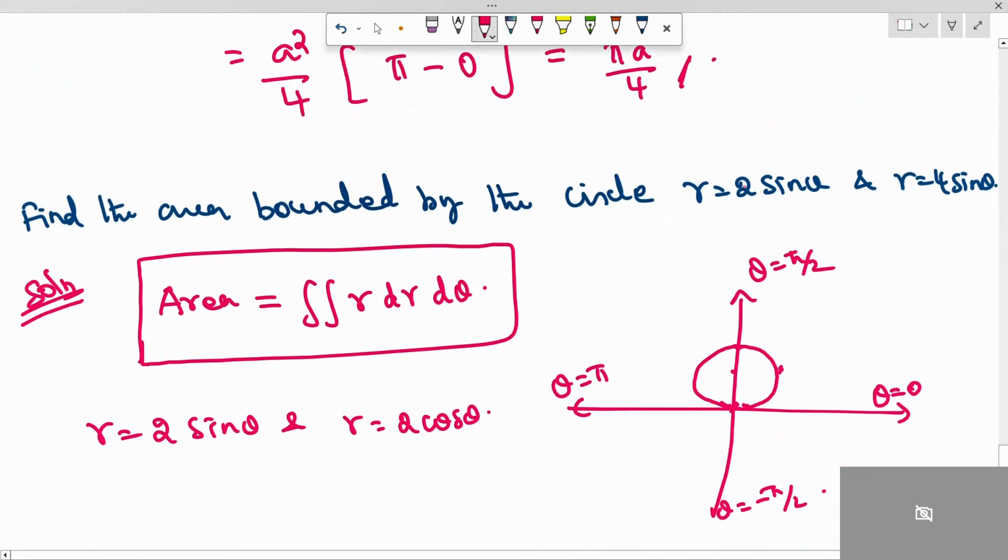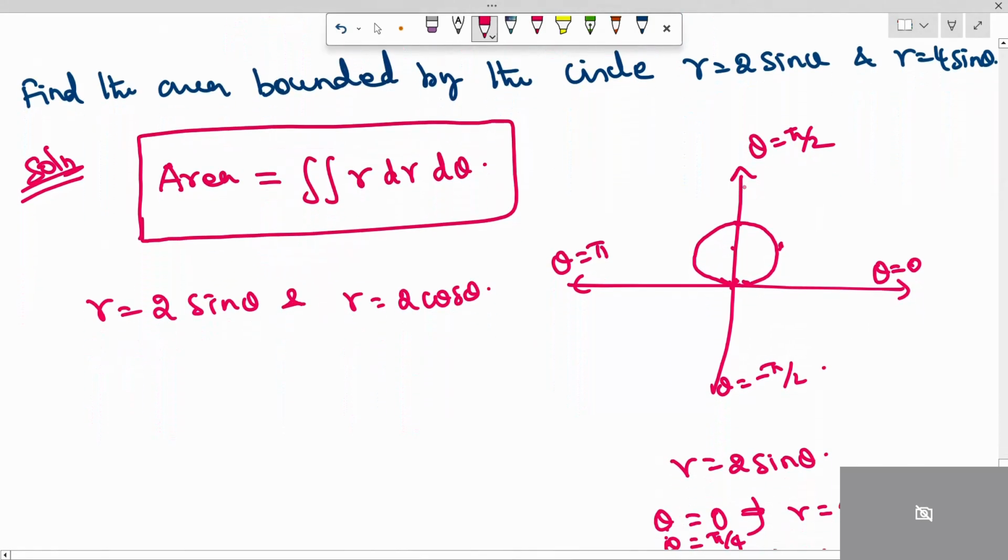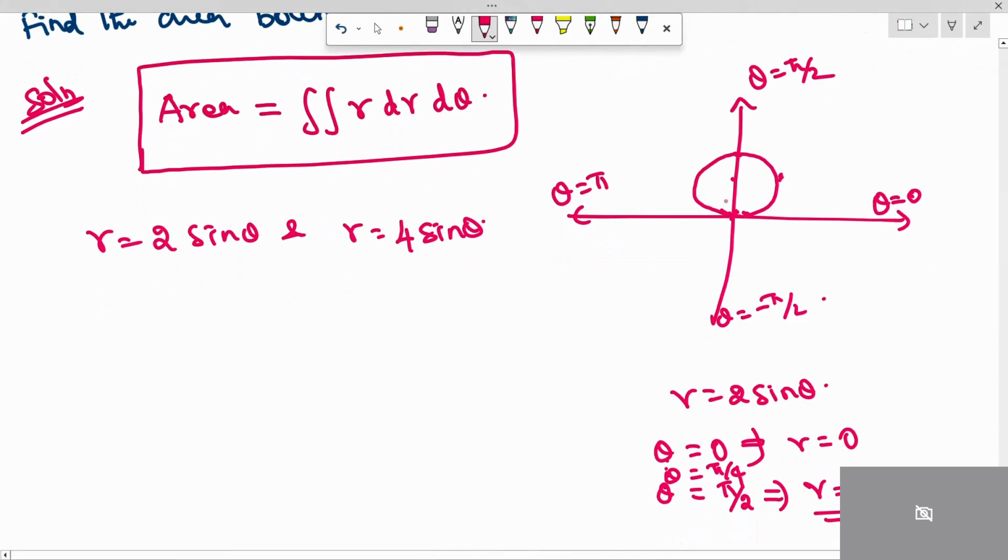Next one is r equal to 4 sin theta. The same thing, in the place of 2, 4 will come. We have to take one big circle: here 3, here 4 will come. Okay, this is the diagram. Now this is our bounded area.